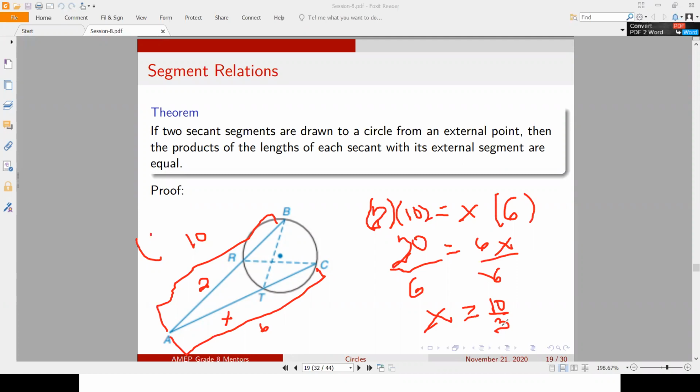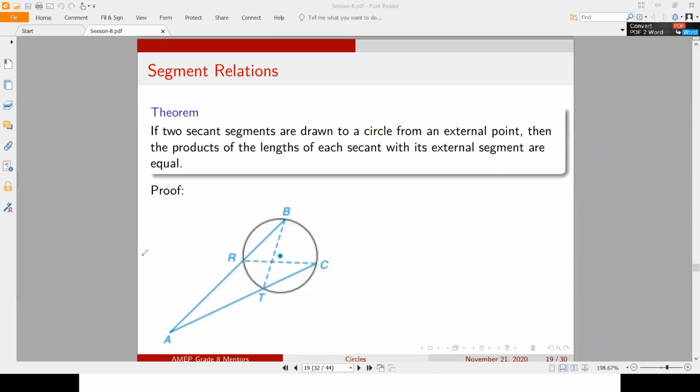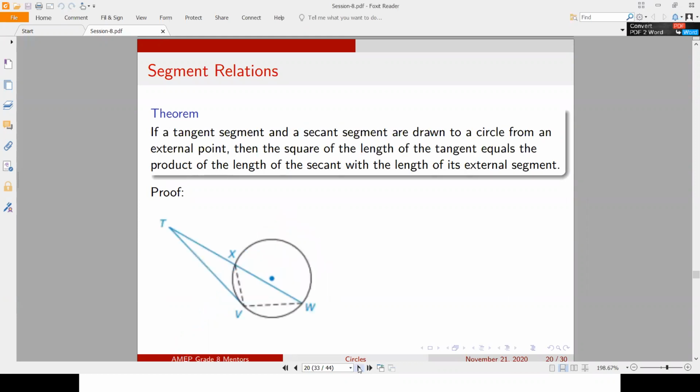Clear po tayo dyan? Clear? Yes, sir. Okay po. Let's move to the seventh theorem. What is our seventh theorem? The seventh theorem is when we have a secant and a tangent. A secant and a tangent.